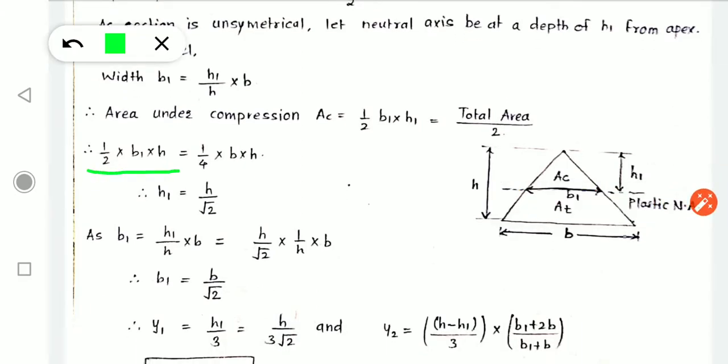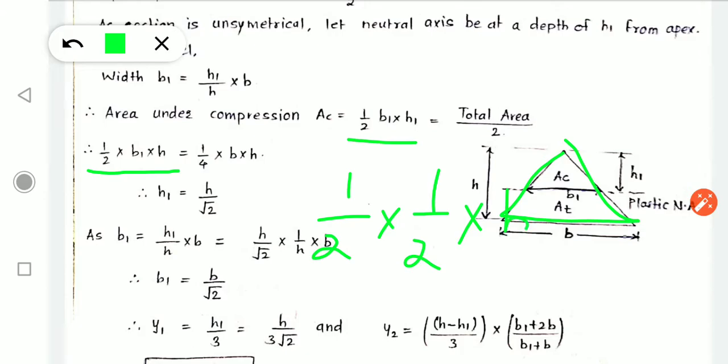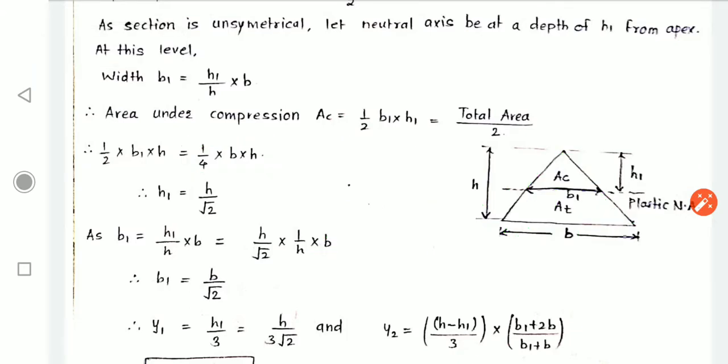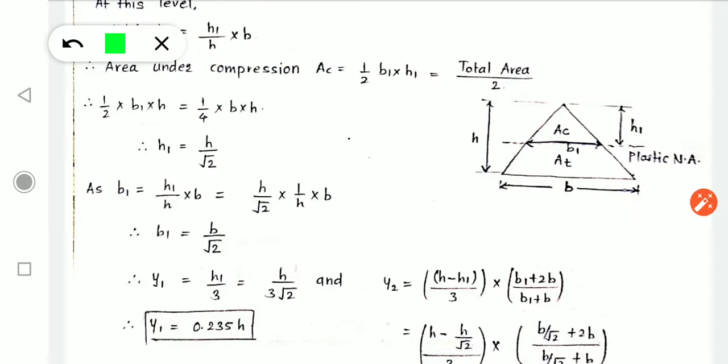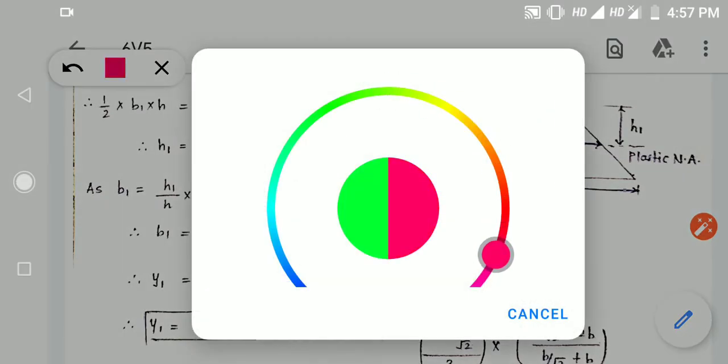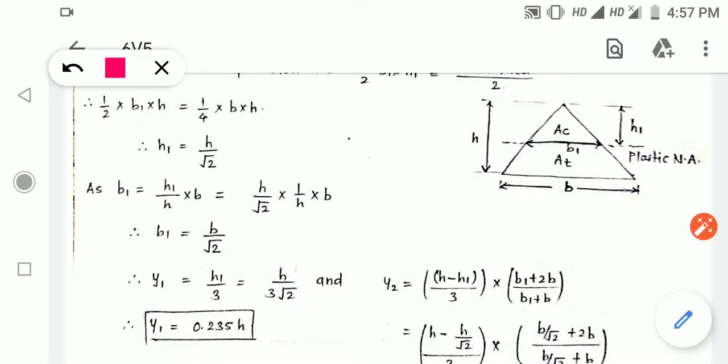Okay, so let's equate it and try to solve it. So 1/2 B1 into H1 is equal to half of this triangle area. What will be the half of this triangle? So 1/2 into 1/2 into B into H. So in total it becomes 1/4 of B into H. Okay, once we simplify it, we get H1 equals H by root 2.